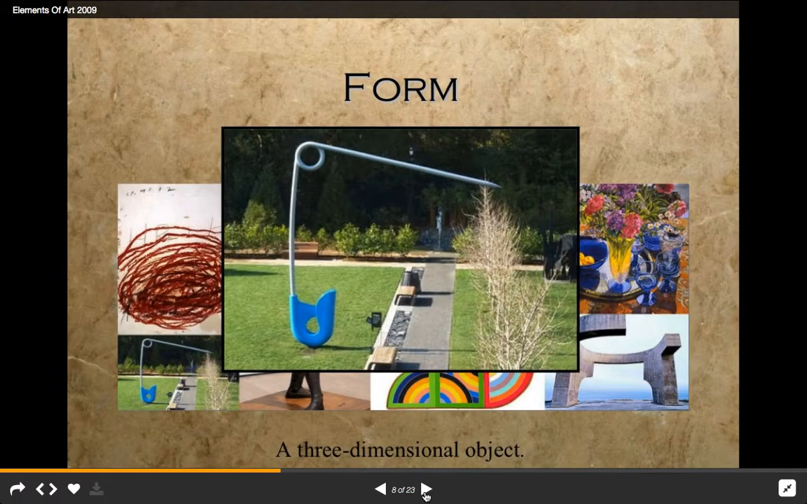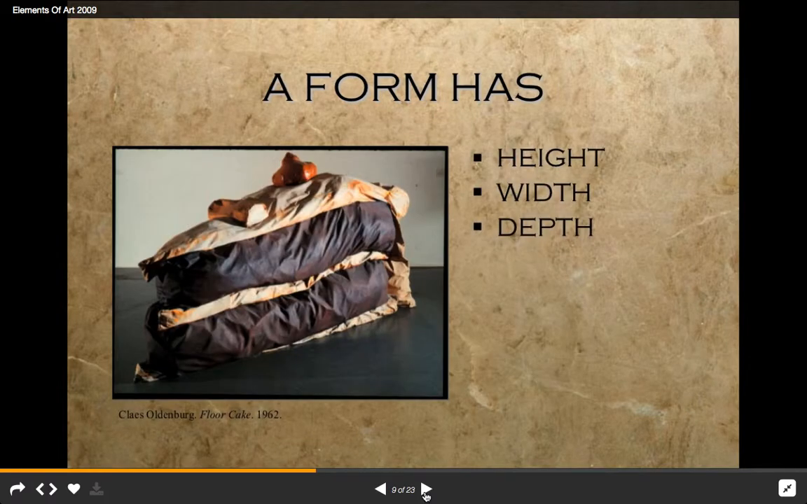Then we have form. Form is a 3-dimensional object. So you're taking your shape now and you're creating a 3-dimensional object that is weighted. So it uses and takes up space and mass. It may be a cube, where in a 2-dimensional shape, a cube would be a square, and as a 3-dimensional form, it would be a cube or a sphere for a circle. So form in itself has height, weight, and depth.